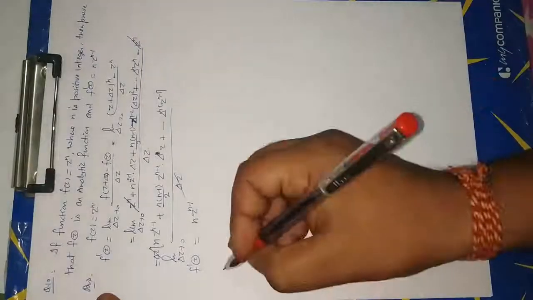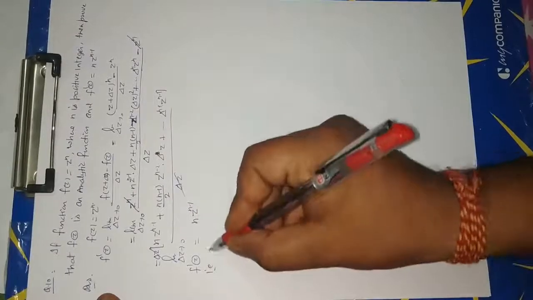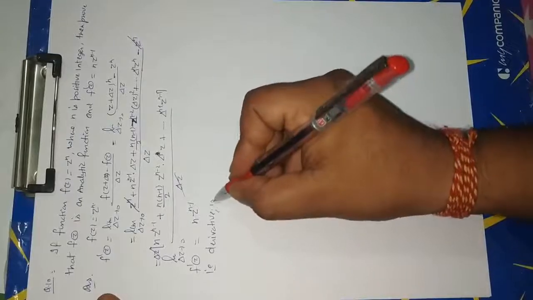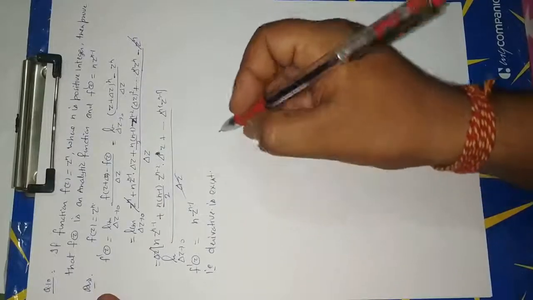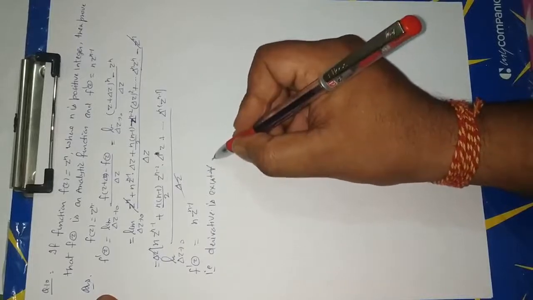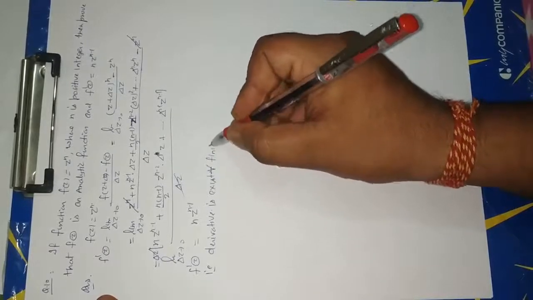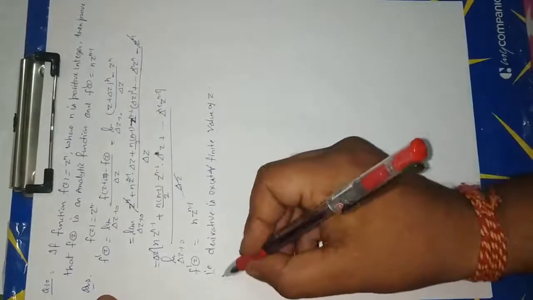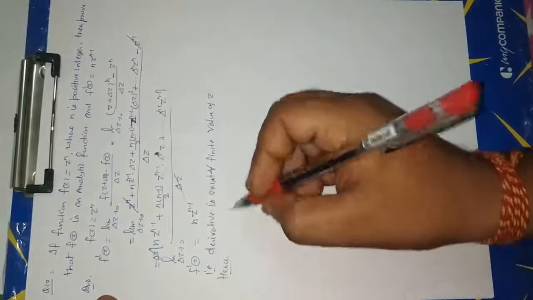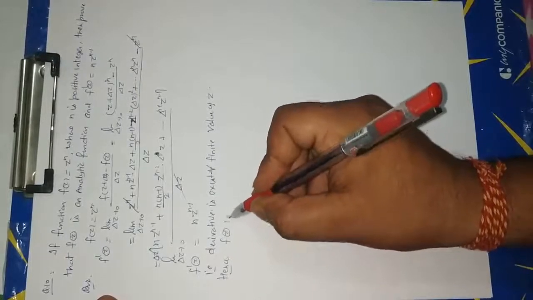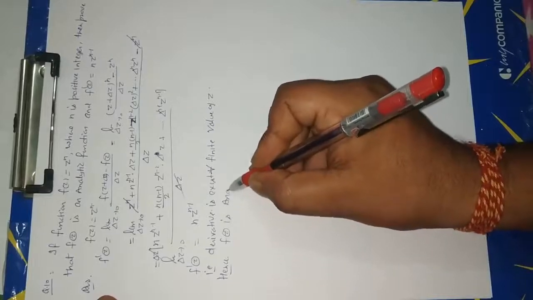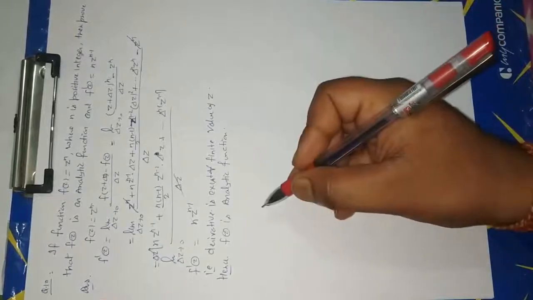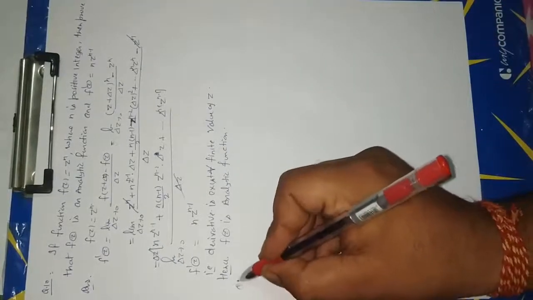The derivative exists, that is, we can say the derivative exists for all finite values of z. Hence f z is an analytic function. Now next question, question number 11.